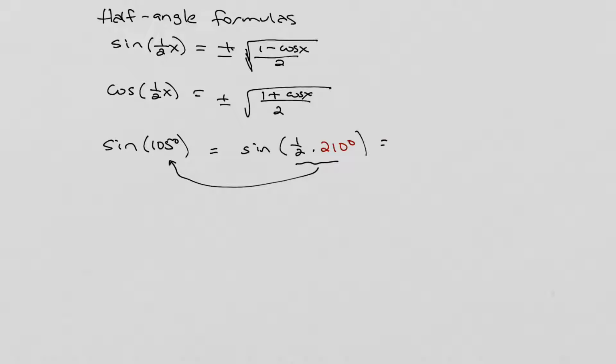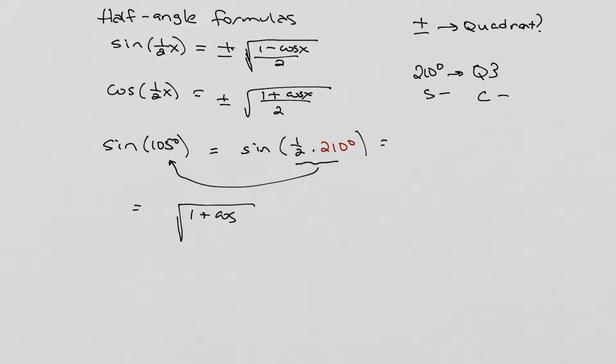And for the plus or minus, what you need to figure out is which quadrant you are in. That'll tell you when to use a positive and when to use a minus. 210 degrees is quadrant 3, and in quadrant 3, sine is negative and cosine is negative. So if I keep on using this formula, it'll be the square root of 1 plus cosine of 210 degrees all over 2.